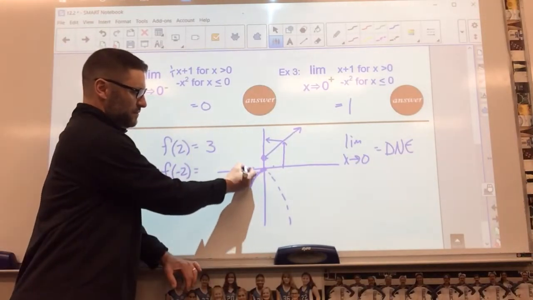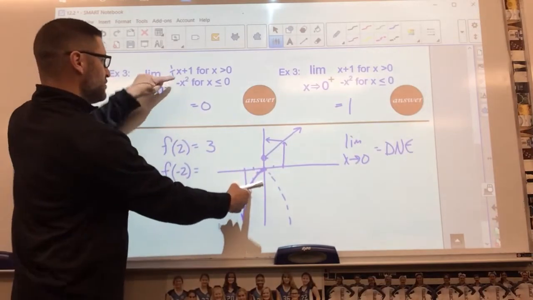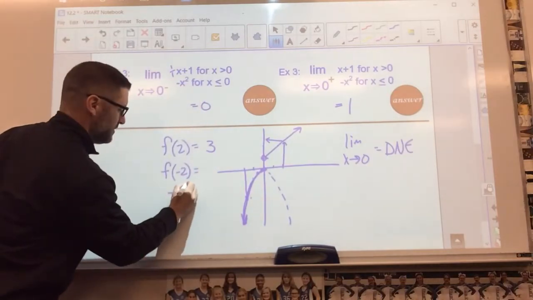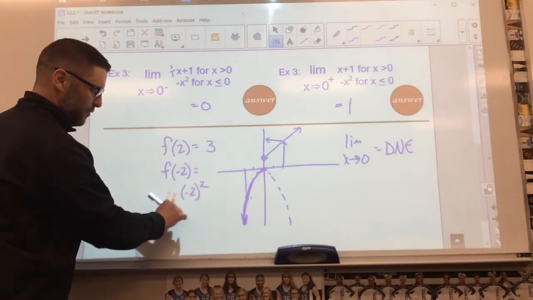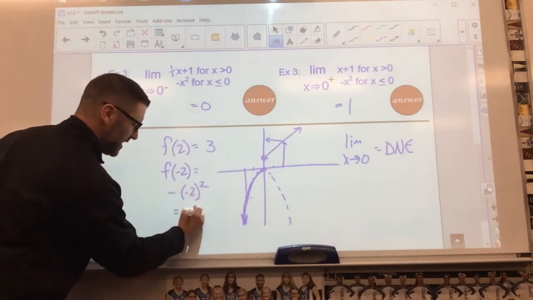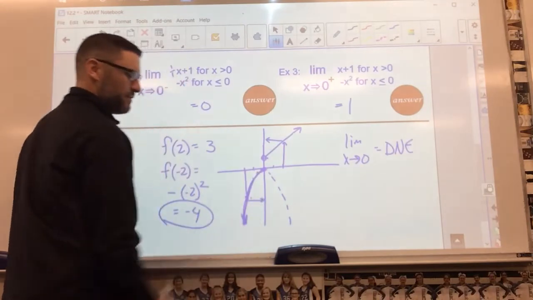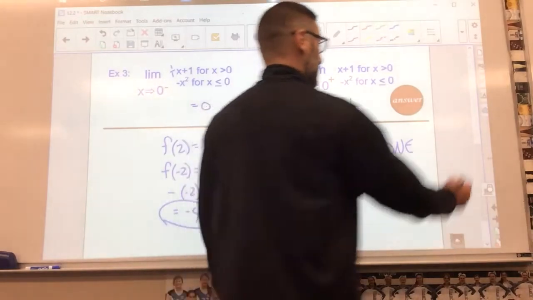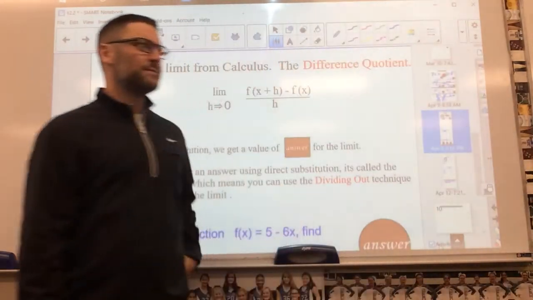All right, negative 2. I go left 2. I go down to the graph. It's on this chunk of the graph, so I'll plug negative 2 in there. So it's negative 2 squared. That's positive 4 with a negative sign out in front, so I got negative 4 for my answer. If you go over the graph down here, you should be at negative 4 on the y-axis. And that's one-sided limits.